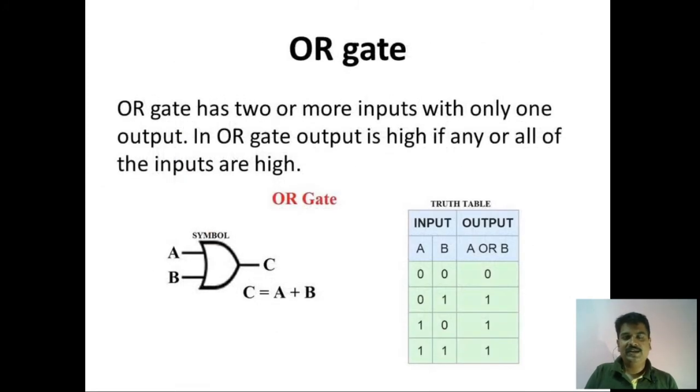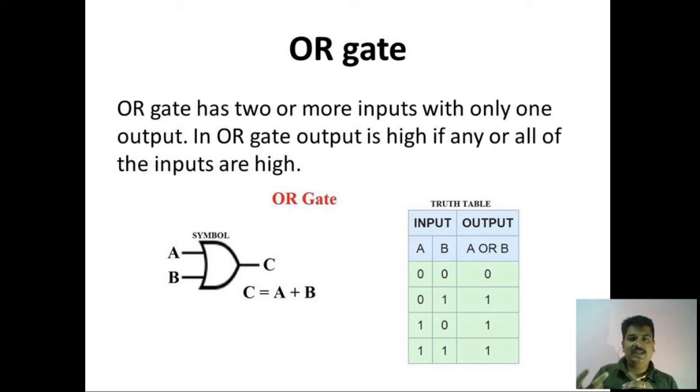We move on to the next gate, that is the OR gate. The OR gate performs the OR operation. It's a kind of logical addition. The OR gate has two or more inputs and only one output, the same as the AND gate. The number of input and output terminals is the same as that of the AND gate: two or more input terminals and only one output terminal.